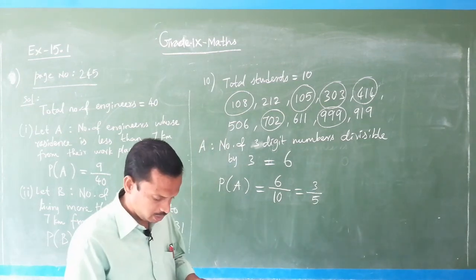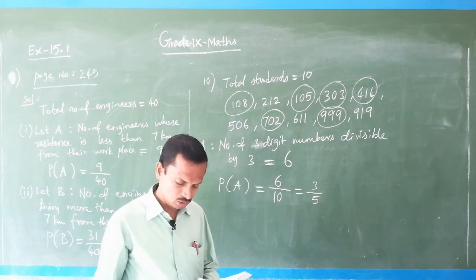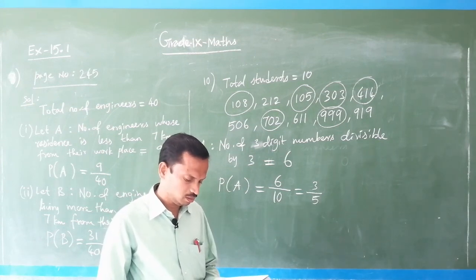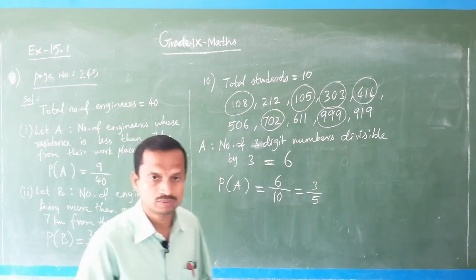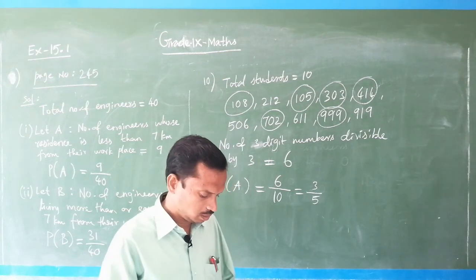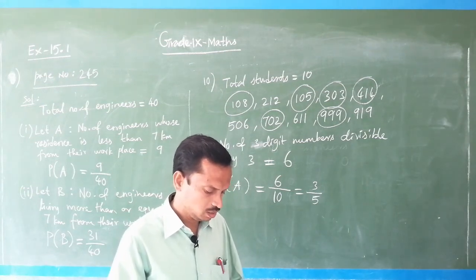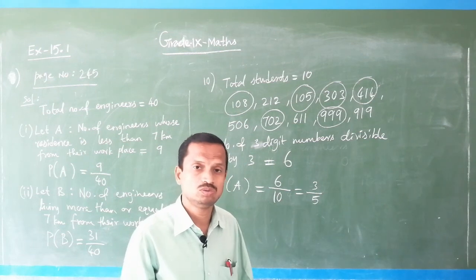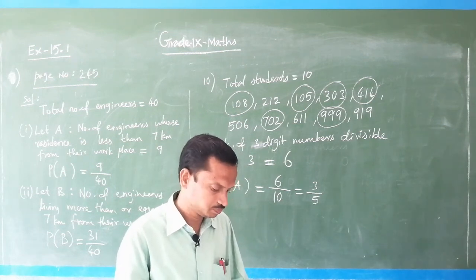Okay. And now coming to questions 11, 12 and 13, these are very easy ones. You have to take all these as homework: find the probability for each question. And for the 12th and 13th questions, you see question number 5 in exercise 14.2. That means you have to go to 14.2. I will show you that page number.